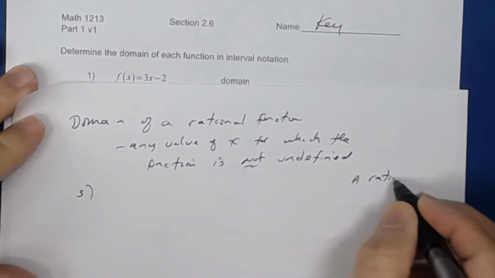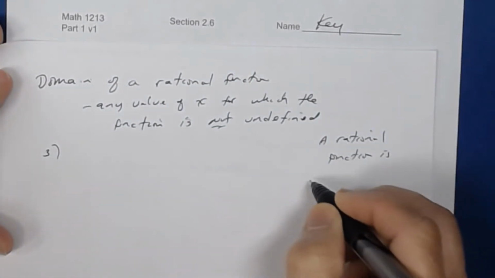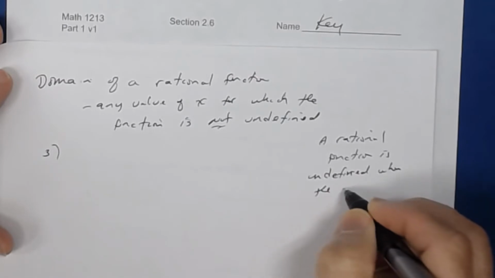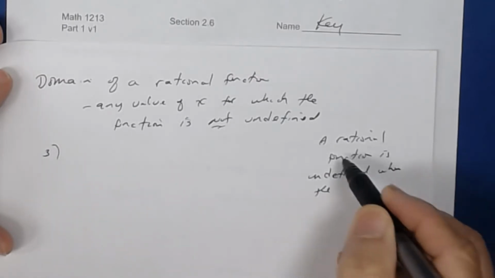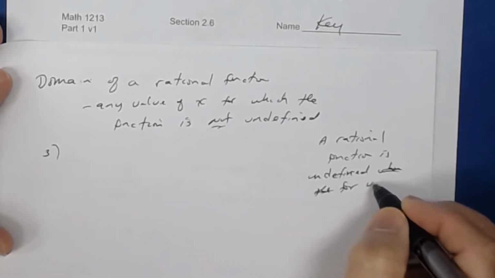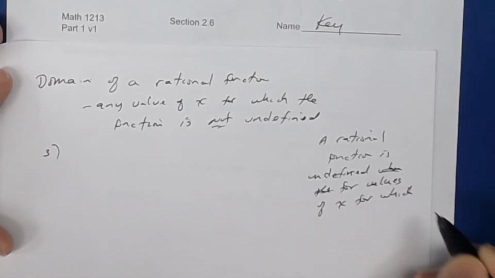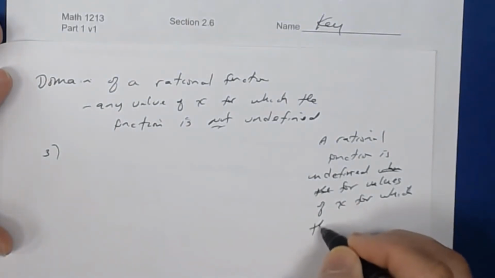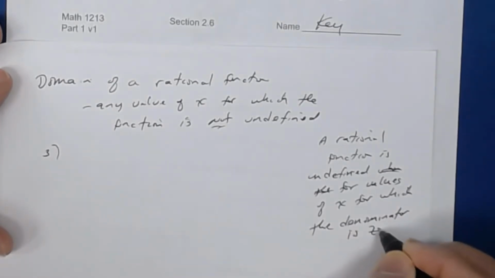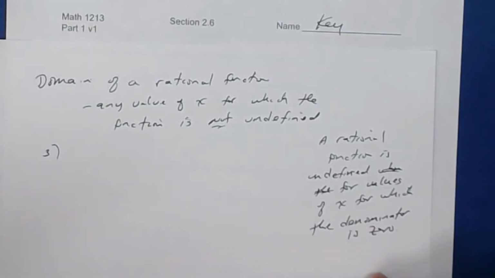So remember that, in a rational function, a rational function is undefined when the denominator is 0. So let me write it this way. A function is undefined for values of x for which the denominator is 0. Okay? All right, so that was a quick review from the lessons dealing with this.